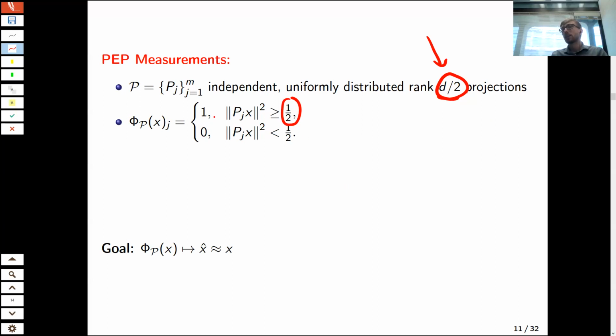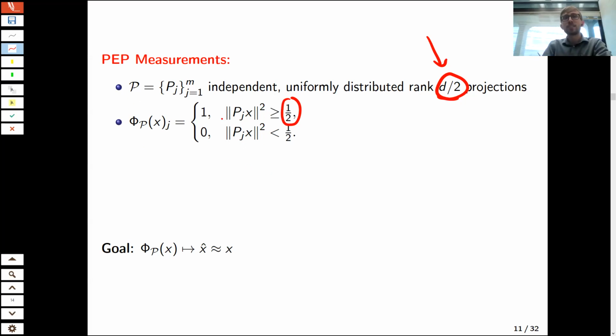If P_j were a different rank, then this is set up so that I get a 1 or a 0 with equal probability. And if I use a different rank projection, then one of these would be biased. It'd be much more likely to get a 1 than 0. So really, you'd want to use a different threshold if you're using projections of different ranks, and then it wouldn't coincide with the complementary projection comparison. Okay. But going forward, everything's going to be rank dimension over 2. So that's how we pick our projections.